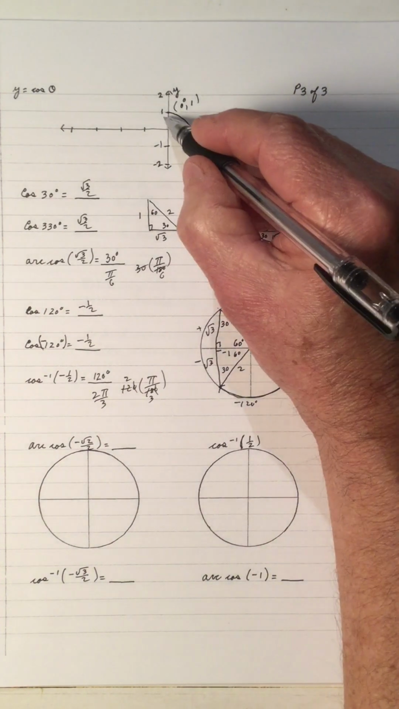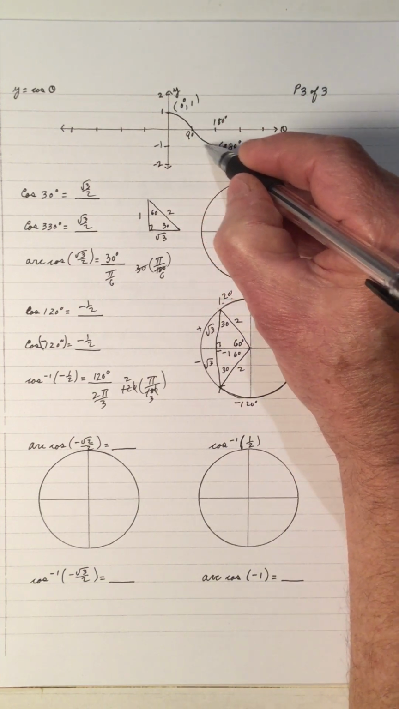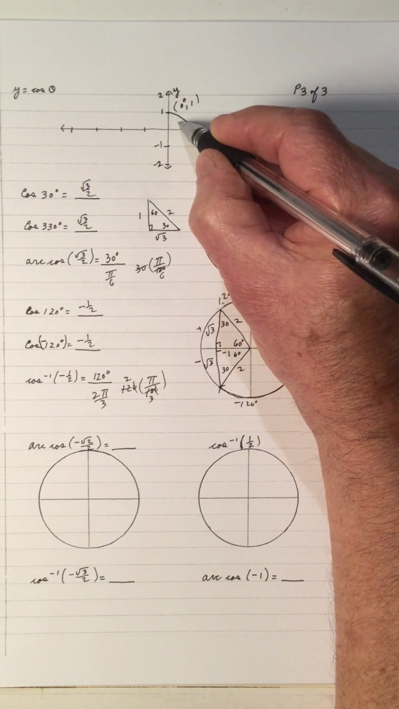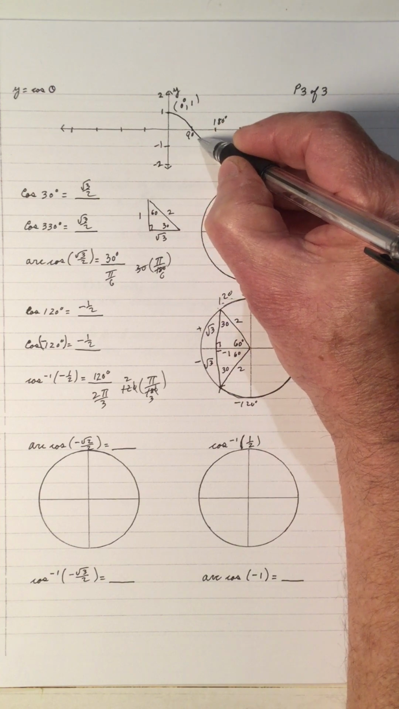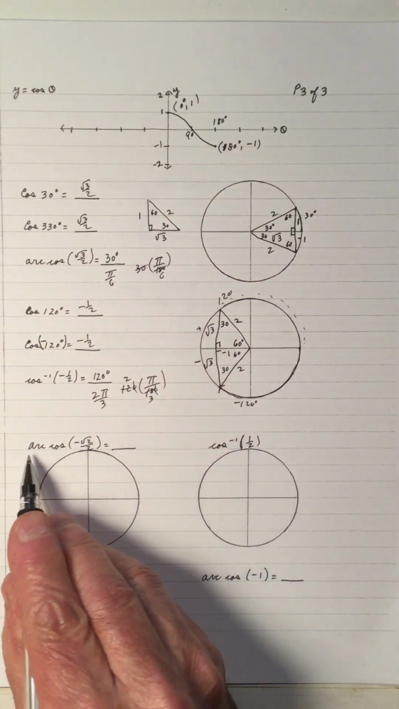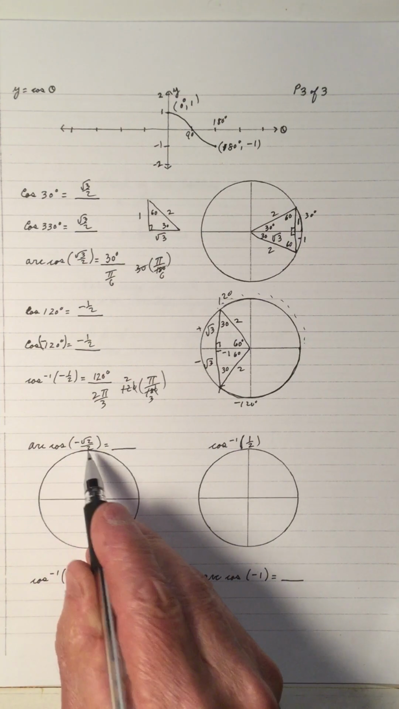Again, I always like to look at the graph where the restrictions are, and then I can tell if I got a positive number, then I got an angle between 0 and 90. If I have a negative number, my answer is between 90 and 180. So what about if we have the arc cos of a negative root 2 over 2?